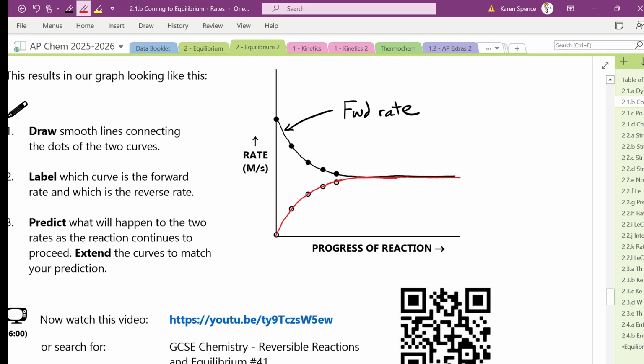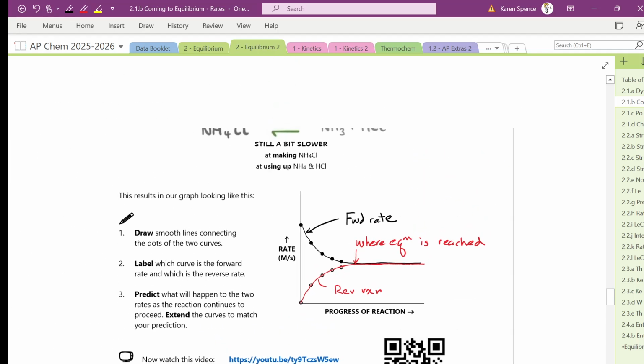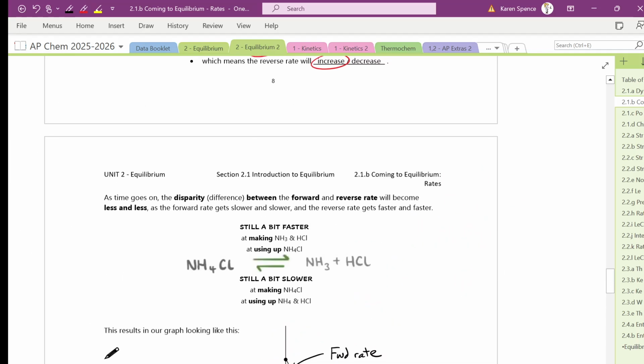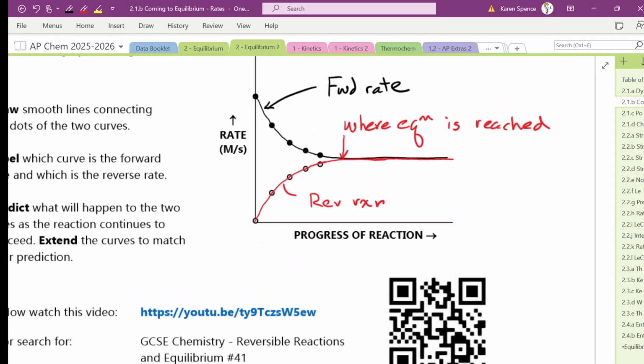At what point did we reach equilibrium? When the lines intersect right here, this is where equilibrium is reached. Oh, and we should label our reverse reaction. And what is this one? This is 2.1b.